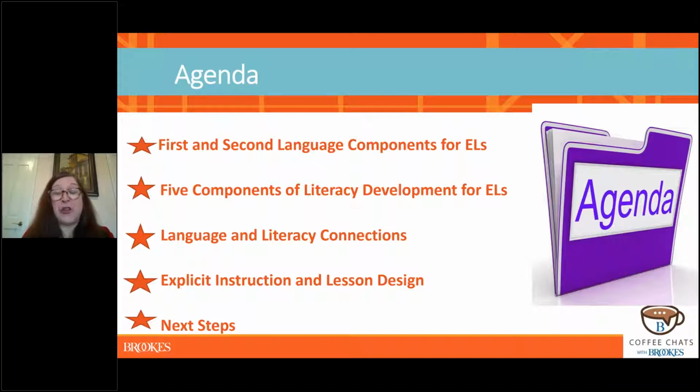I'm very delighted to give you an overview of this wonderful book that has taken much of my life and passion for working with English learners. Today I'm going to be covering some of the contents of the book regarding first and second language components for English learners, the 5 components of literacy development for English learners, looking at language and literacy connections, and thinking about very explicit instruction for these students and what to think about for our lesson design.